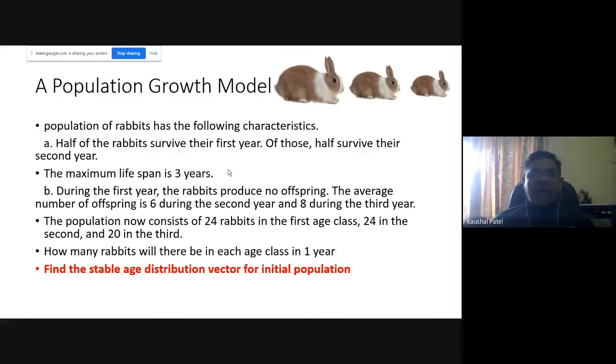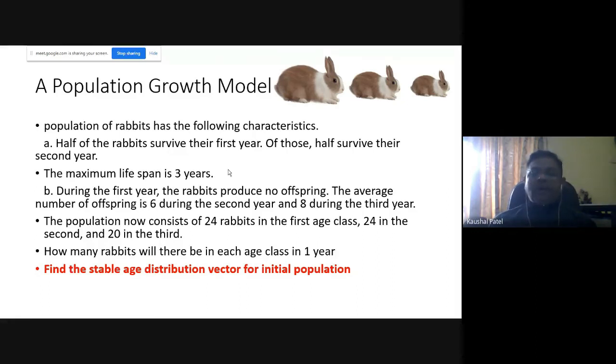And in the third year, 8 offspring will be produced. So from second to third year, they produce another 8 rabbits. So the population now consists of 24. Whenever we start to calculate, the initial form is 24 rabbits in the first age group, 24 rabbits in the second age group, and 20 rabbits in the third age group. This is the typical information we have, and we want to find out how many rabbits there will be in each age class in 1 year.